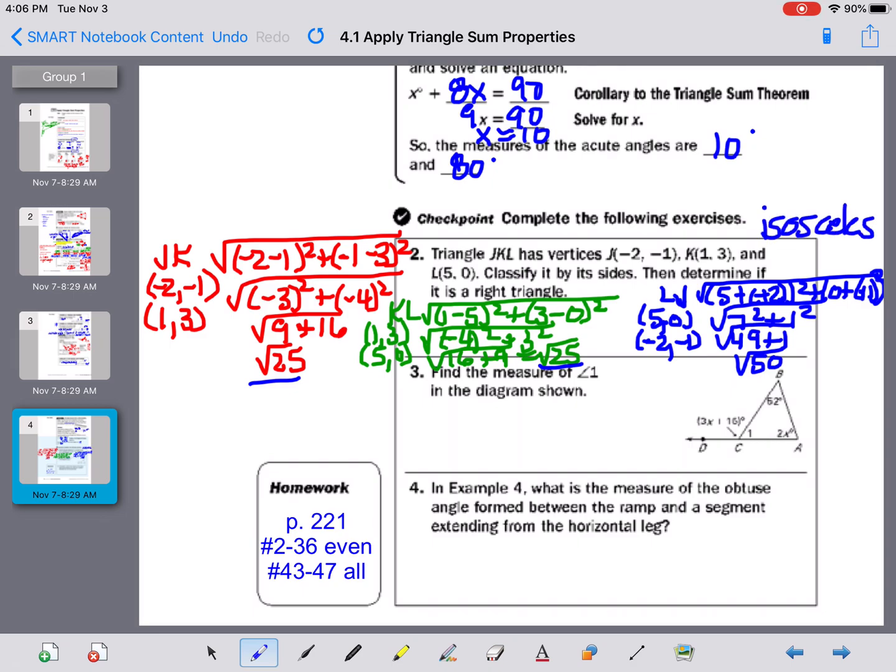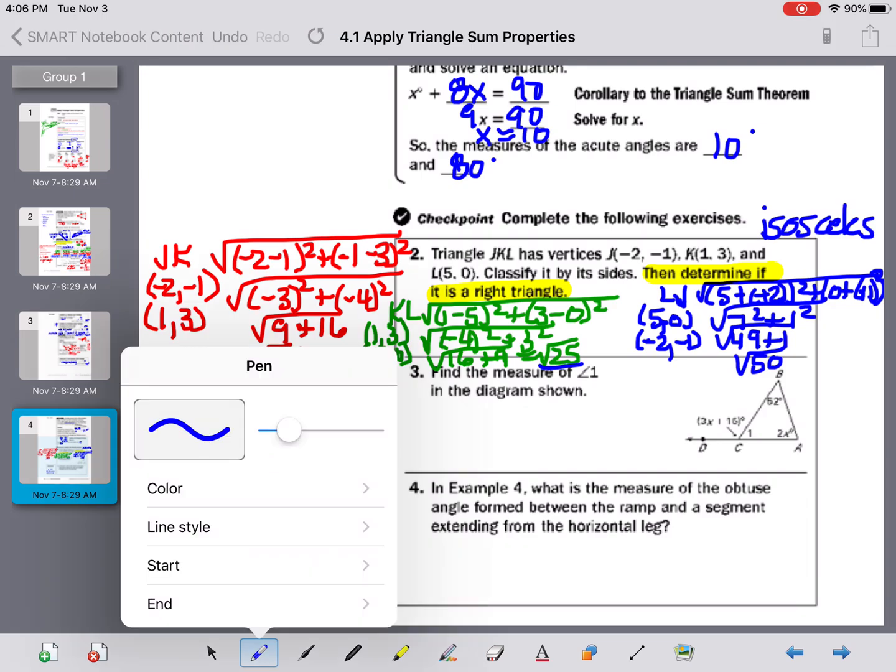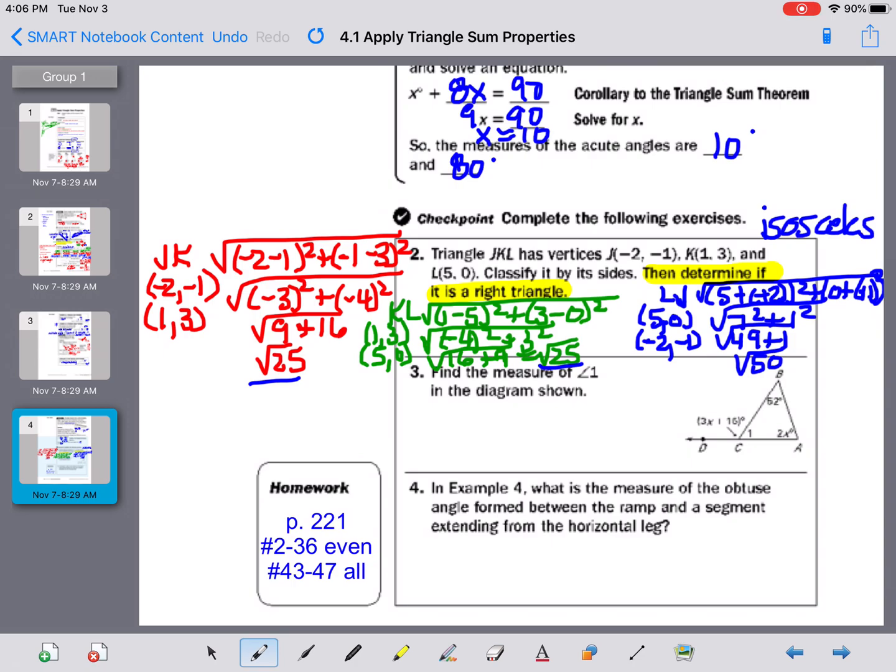All right, don't forget, though, that we have one more part. We need to determine if it is a right triangle, and we use slope for that. We can still use slope even though we can't count it on the graph. Remember, the slope formula is y2 minus y1 over x2 minus x1.